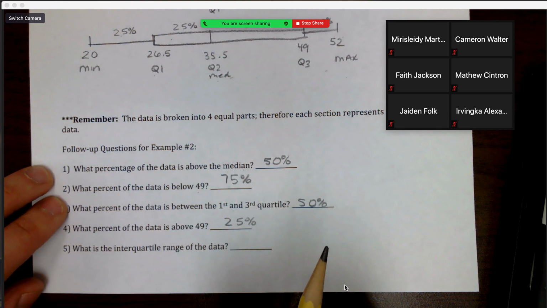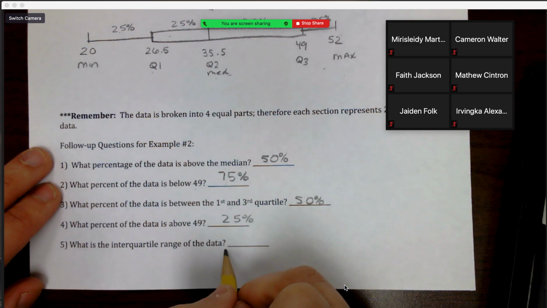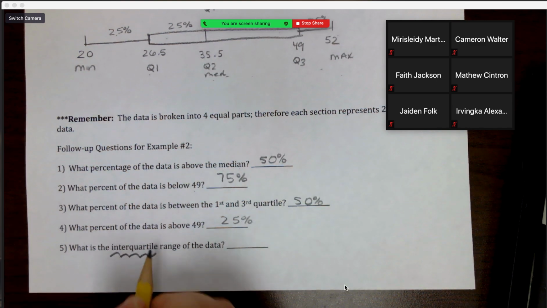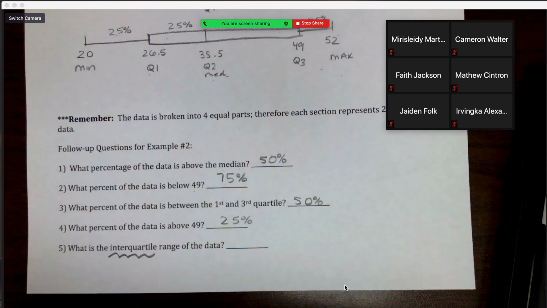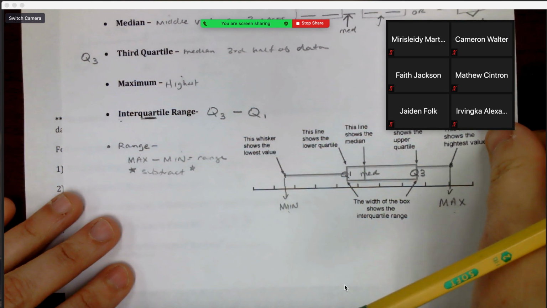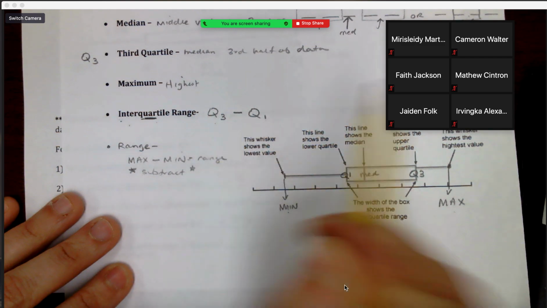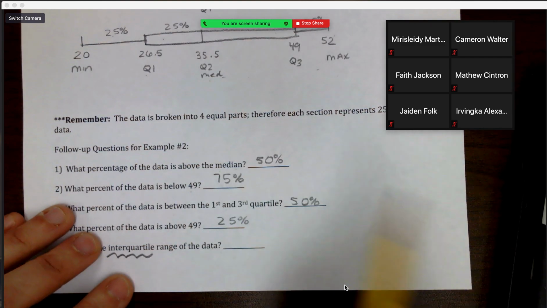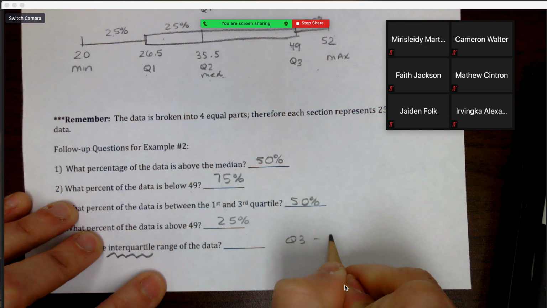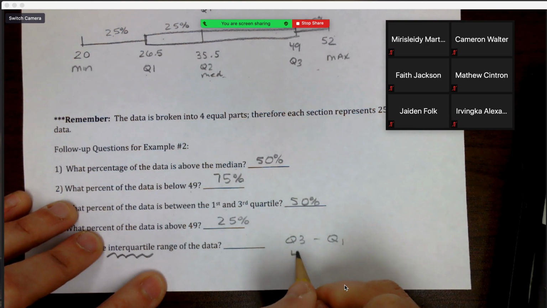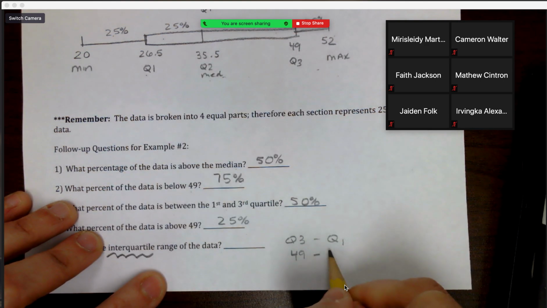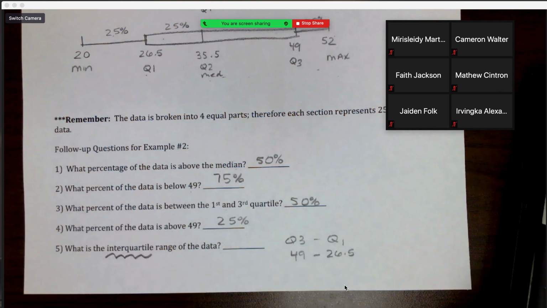And what is the interquartile range total of the data? So this is a new one, interquartile range. If we go back to previous notes, the interquartile range is to take Q3 and subtract Q1. So Q3 is 49 minus Q1 is 26.5. And the answer I have is 49 minus 26.5, 22.5.